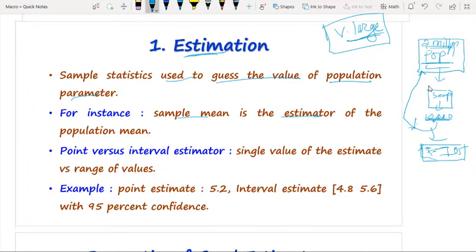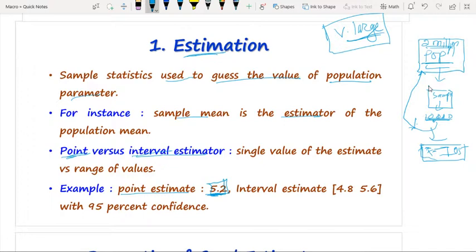While making an estimate, we can follow two ways. One is point estimation, and the other is interval estimation. The distinction between point estimation and interval estimation is very simple. If we make an estimate as a single precise number, it is a point estimate. For example, if we make a point estimate of 5.2, this is a point estimate because it is a single number, a single point of the statistic.